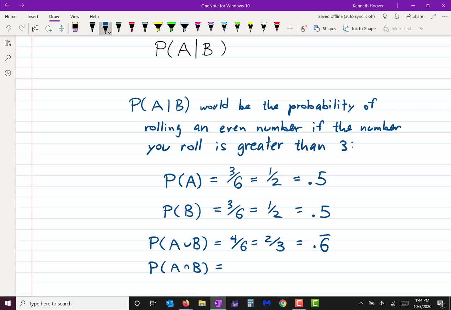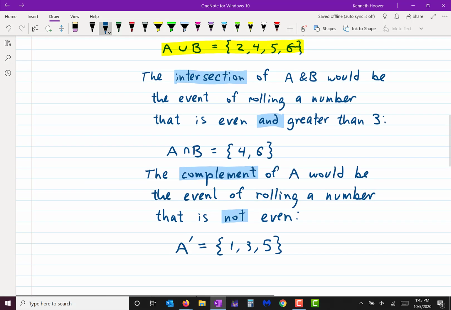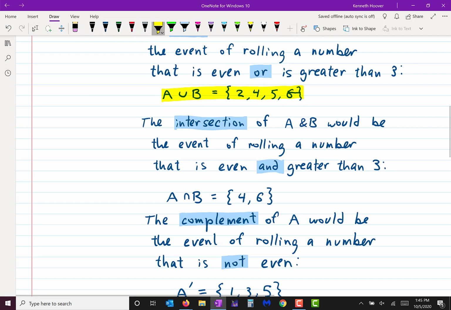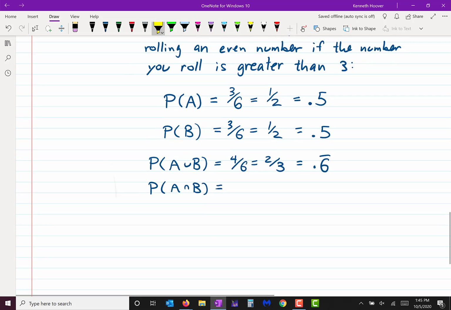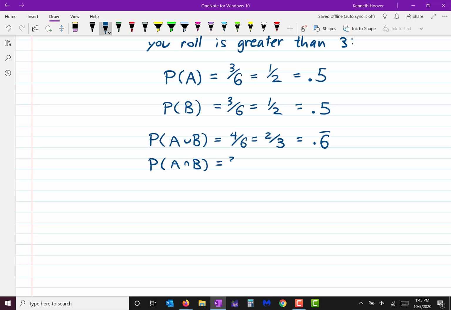Okay, let's do the probability of A intersect B. That's the intersection of A and B. Here it is right here. How many elements does it have? 2. So that probability will be 2 over 6, or 1/3, or 0.3 repeating.